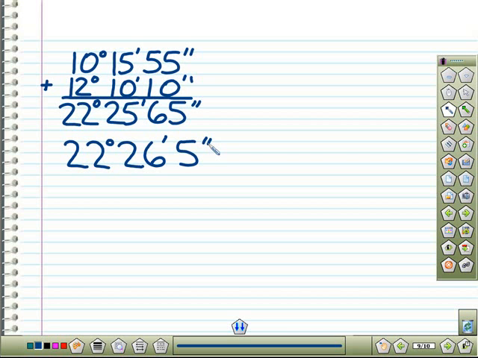Now let's look at another one. Let's suppose we've got 4 degrees, 15 minutes, and let's subtract from that 2 degrees, 4 minutes, and 5 seconds.